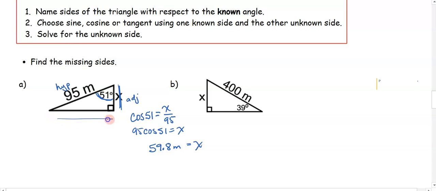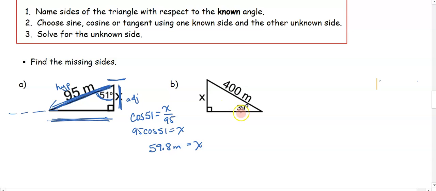I call this the horizontal distance. And I call this the length of the diagonal, right? So if this was an airplane in the air, this would be the altitude. This would be the horizontal distance to the runway. And this would be how far it has to travel on the way down to the runway.